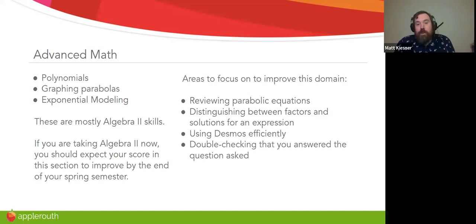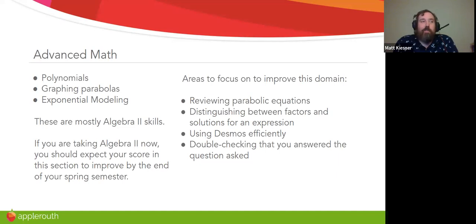But how to improve: make sure to be comfortable with parabolic equations and quadratics, and know how to look at the equation and extract information. Be able to distinguish between factors and solutions for an expression. Factors are what you pull apart from the equation. Solutions are what you see on a graph, and that's something they really want to test.